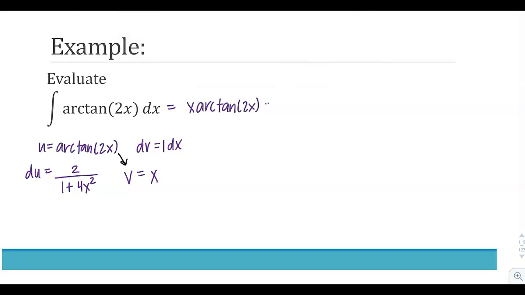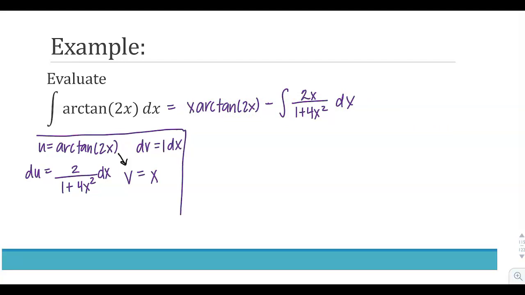And then minus the integral. So that's multiplying these two pieces here together. So minus the integral of x times 2 over 1 plus 4x squared. Well, that's going to simplify to 2x over 1 plus 4x squared dx. I lost my dx over here. Sorry about that. Alright, so now this first piece is just going to carry down.